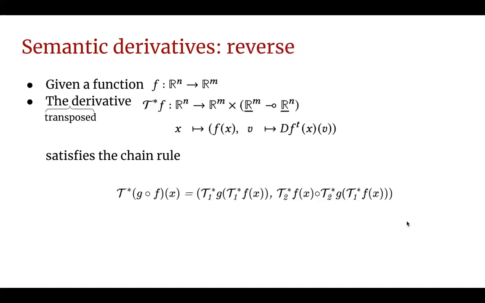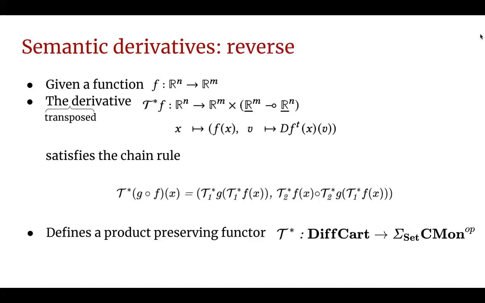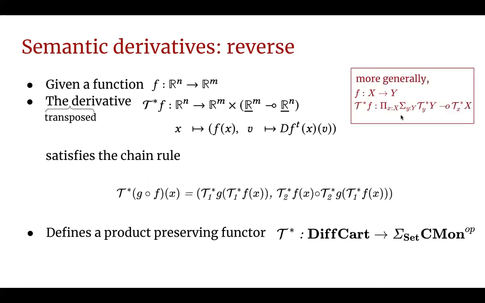And now, again, we can come up with a version that also works for coproducts, and then it becomes a coproduct preserving functor. The types just become a bit more complicated. We get some dependent types lying around.